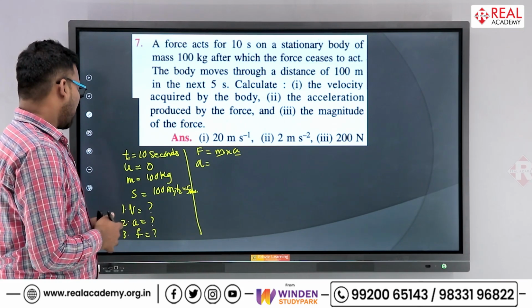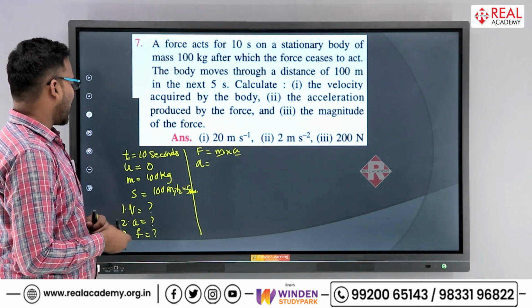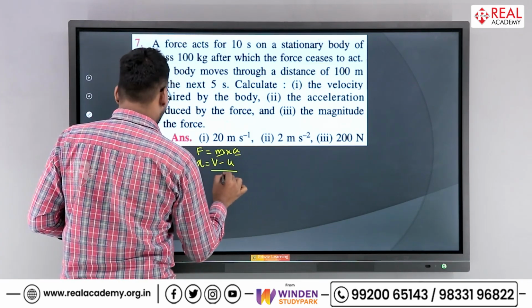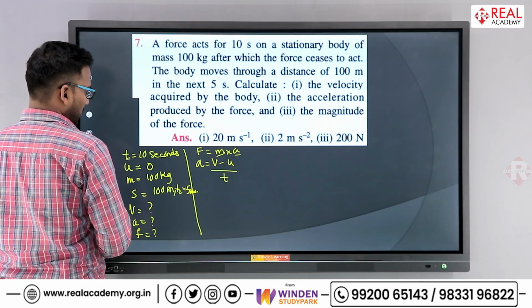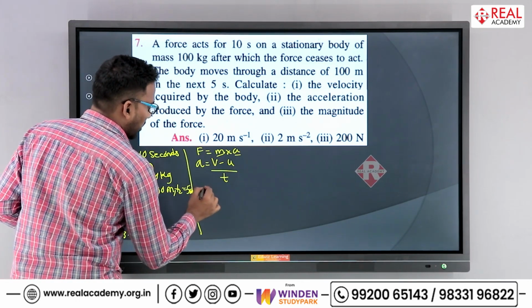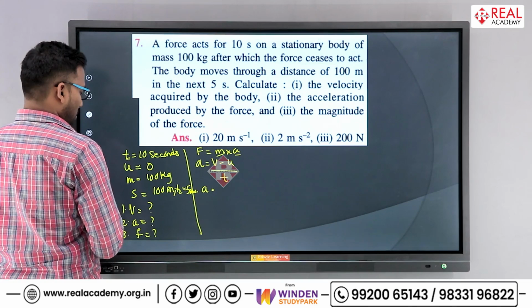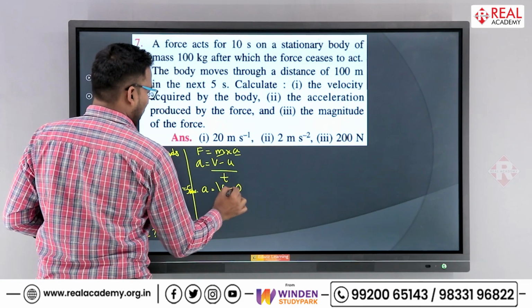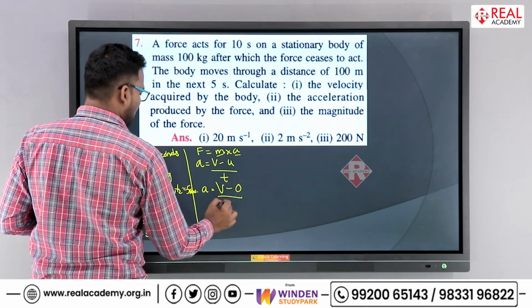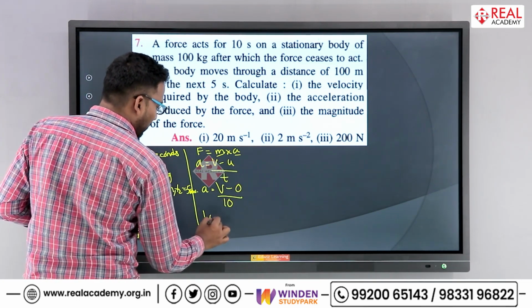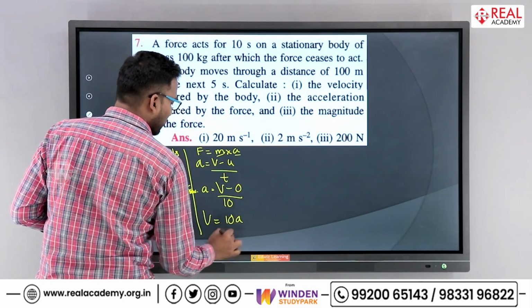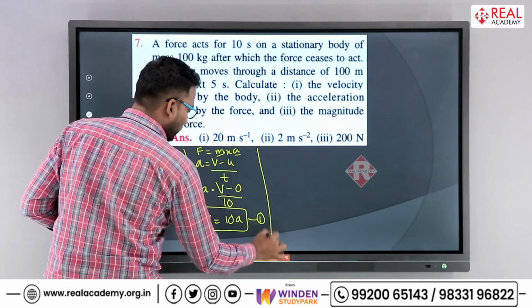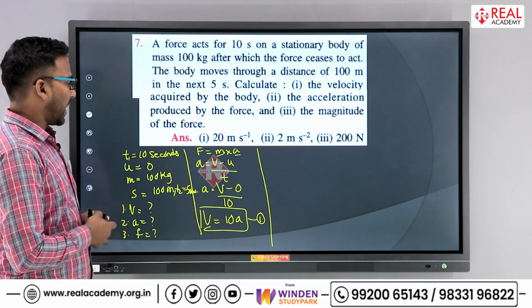And for velocity, how to proceed? What is the formula for acceleration? V minus u upon t, right? So a is equal to V minus u upon t. What is V? They are asking us to find V. What is u? u is 0. And what about t? This acceleration is produced for 10 seconds. So can I say V is equal to 10a, right? So let us assume this to be equation 1. V is equal to 10a.